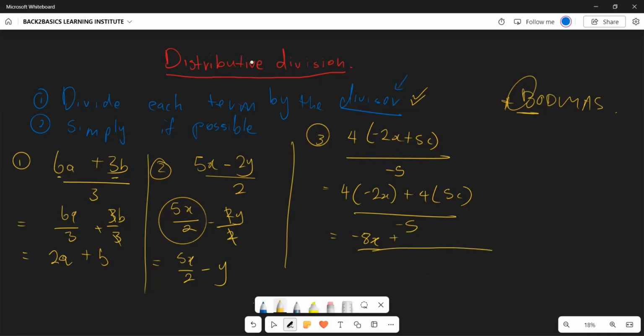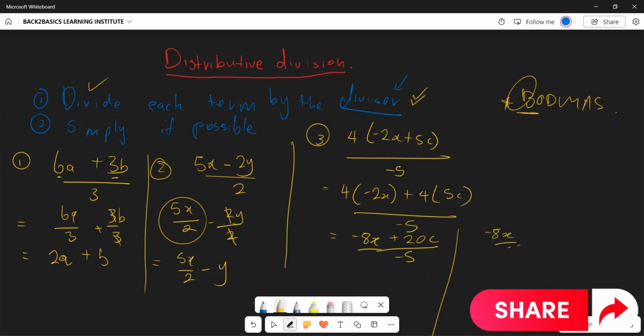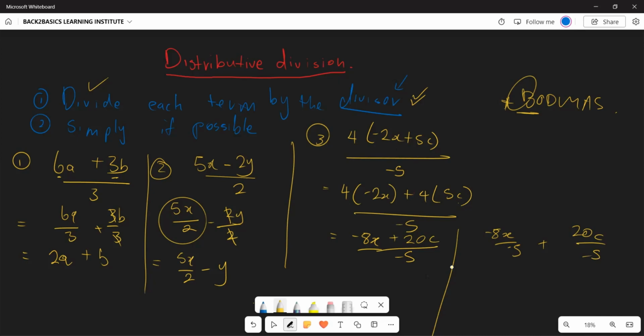And this one is going to be plus what? Let's see. This 4 and 5 is going to give you 20. So this is going to be 20c over negative 5. Are we together? And now, once you are here, you again follow the steps. You divide by the divisor. So this is going to be the same as negative 8x over negative 5 plus the other one, 20c over negative 5. Are we together?